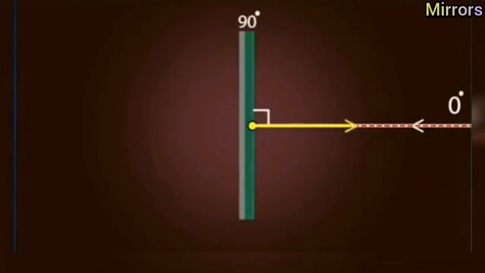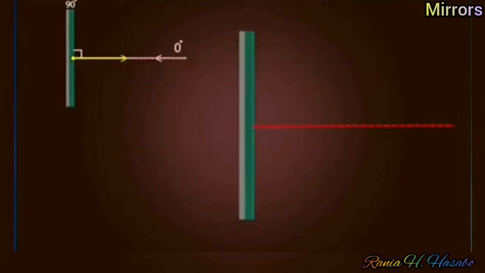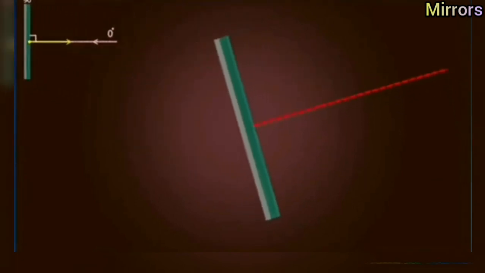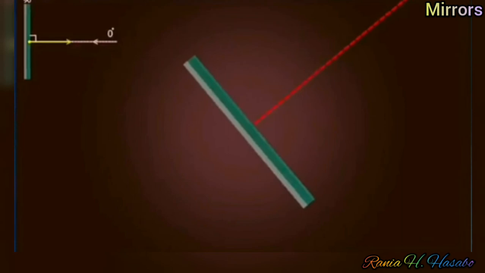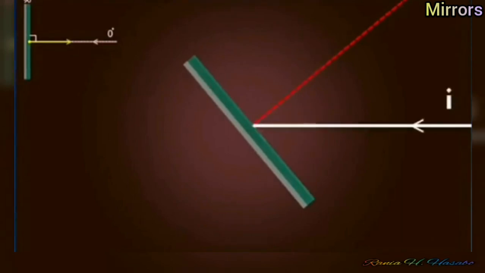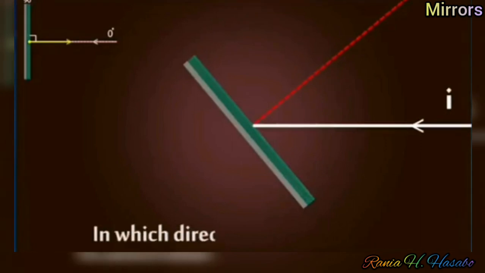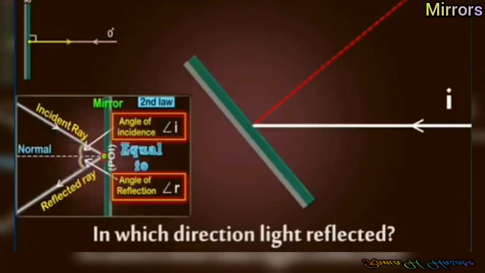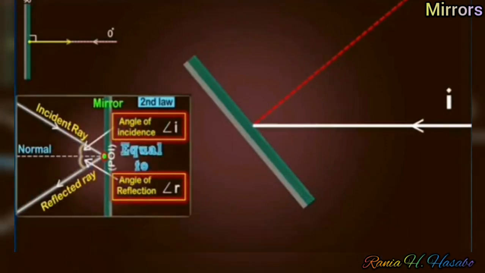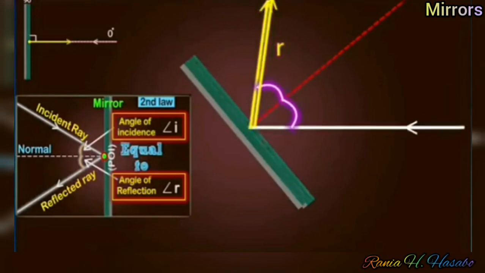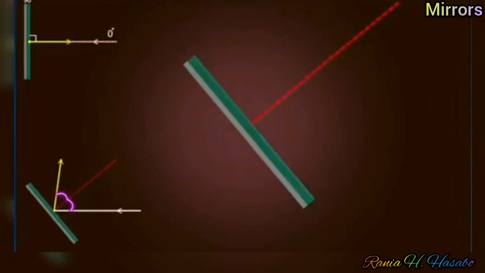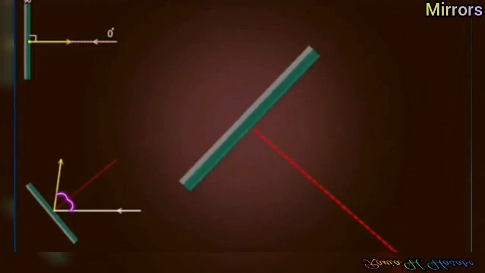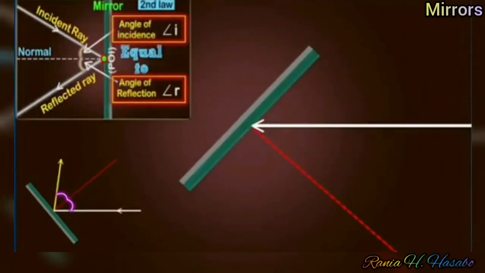Now it is time to do something slightly different. Let's tilt the mirror upward. The beam automatically forms an angle with the normal as the surface is inclined. In which direction is light reflected? According to the first law of reflection, it will be reflected upward with the same angle. And if you tilt the mirror downward, the same reflection takes place and the beam reflects downward.